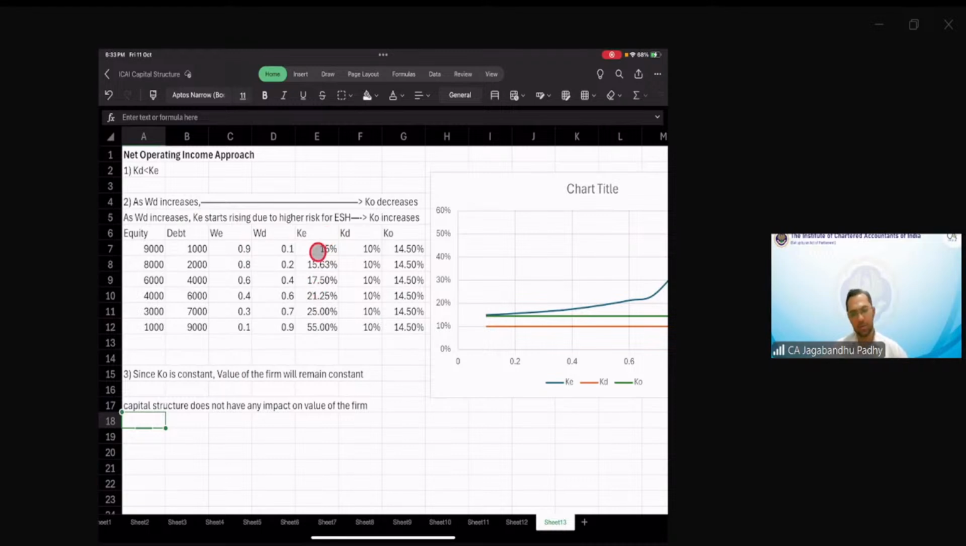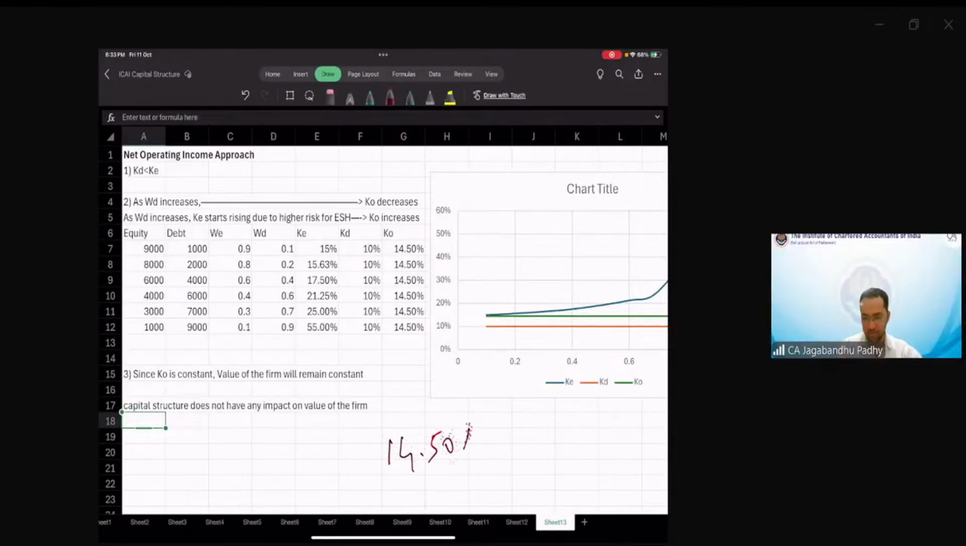How do you find KE here? Don't worry, because these were the numbers which I computed over here. That we will learn in the practical problem, but simply by doing the balancing figure, because here we say that it is 14.5%, because we say that the value of the firm should be constant. So 14.5% equals weight of equity into cost of equity plus weight of debt into cost of debt. So it is like 0.8 into cost of equity plus 0.2 into 10%. So you just need to solve this to get the cost of equity as a balancing figure. Okay, so we'll be doing that in practical problems. We are just discussing the theory and the concept over here.